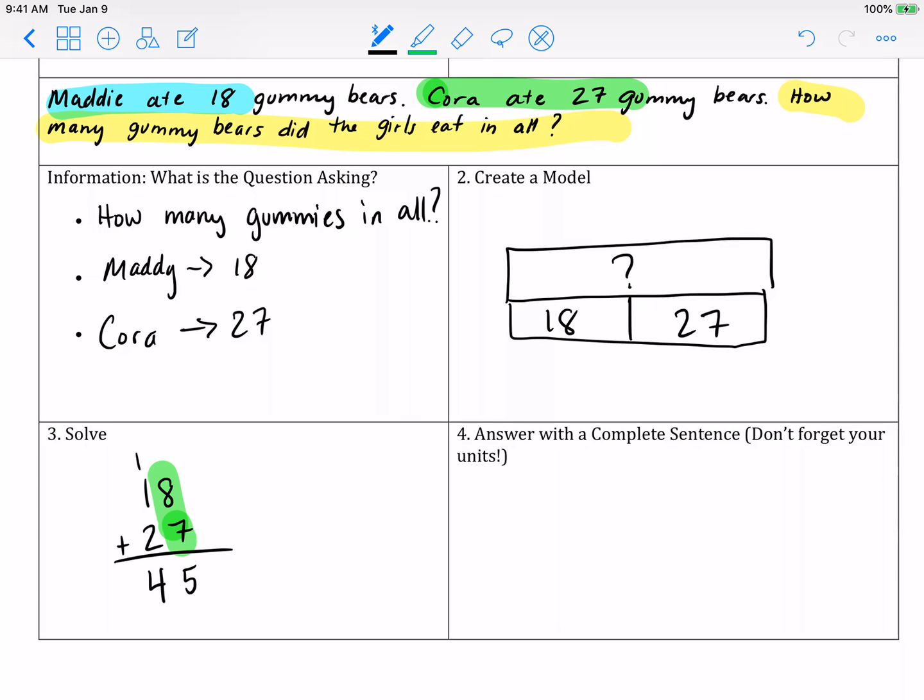So answering with a sentence. How many gummy bears did the girls eat in all? The girls ate 45 gummy bears in all. This is a way that we're going to practice solving word problems because we're going to be doing word problems all year long, and this is a good strategy to have in place to help us work through these fun problems.